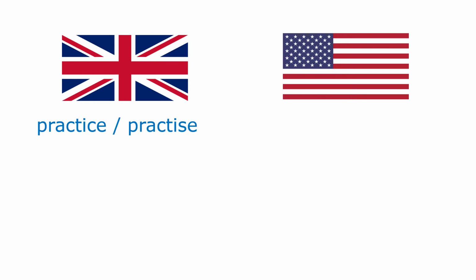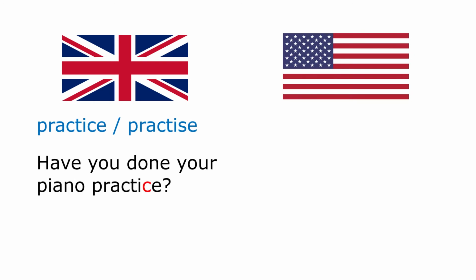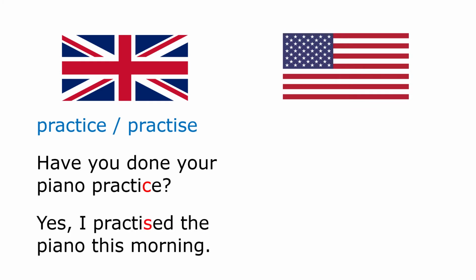And the same with practice. Look at the examples for the British English. Have you done your piano practice? Yes, I practised the piano this morning. American English just uses the same spelling. In British English, one is a noun and the other is a verb. The C is a noun. Have you done your piano practice? The S is a verb. Yes, I practised the piano this morning.